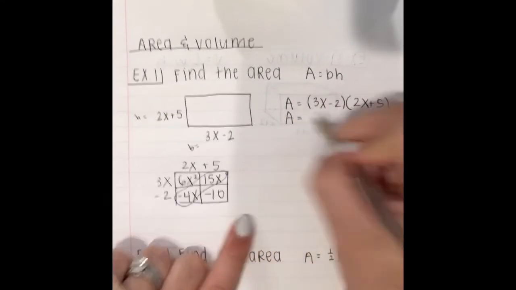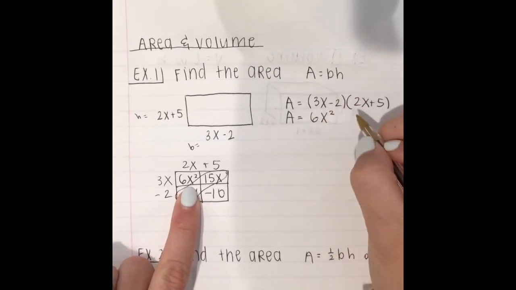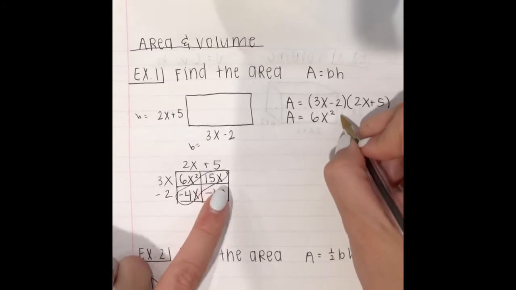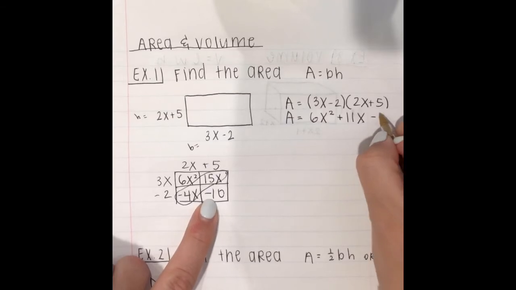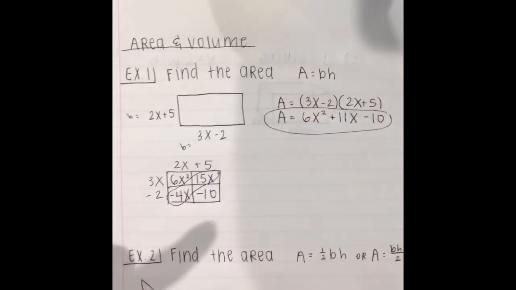So your area is equal to 6x squared. And then negative 4x plus 15x gives you a positive 11x. And then minus 10. So that is your area.